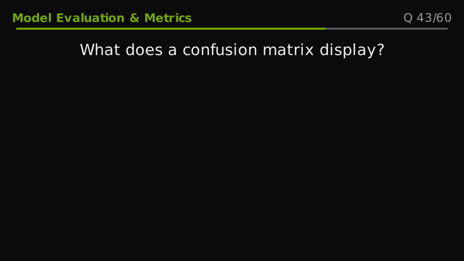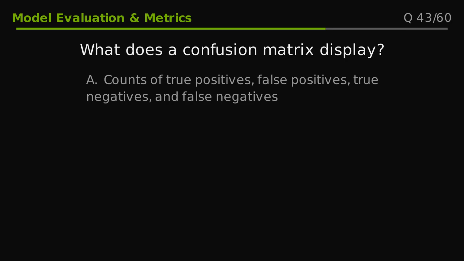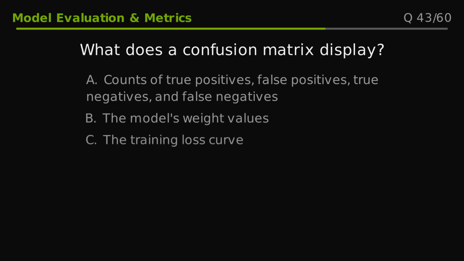Question 43. What does a confusion matrix display? Option A. Counts of true positives, true negatives, false positives, and false negatives. Option B. The model's weight values. Option C. The training loss curve. Option D. The GPU utilization.